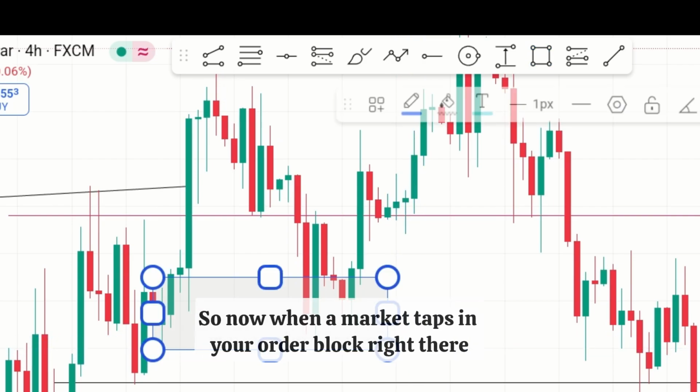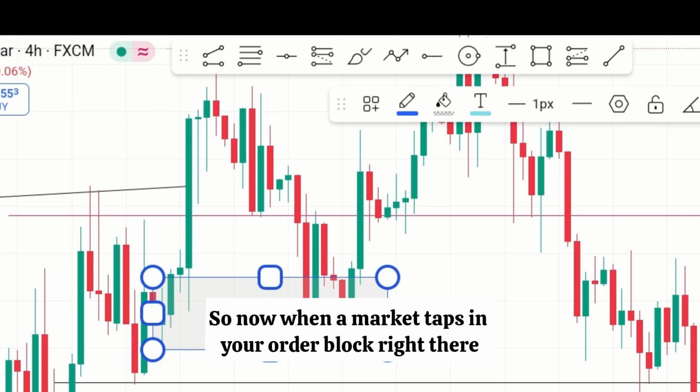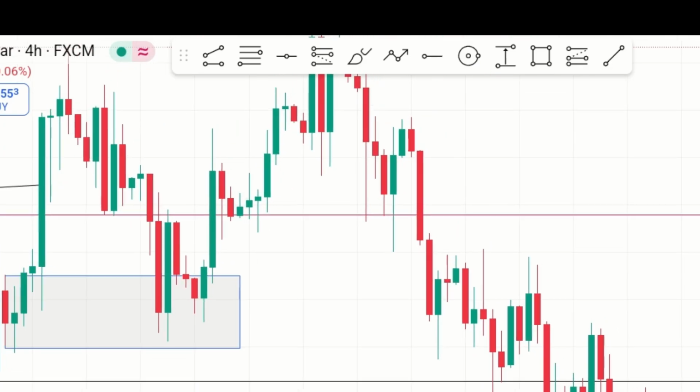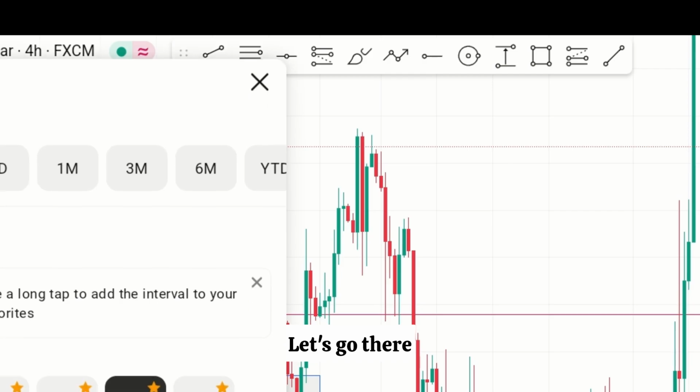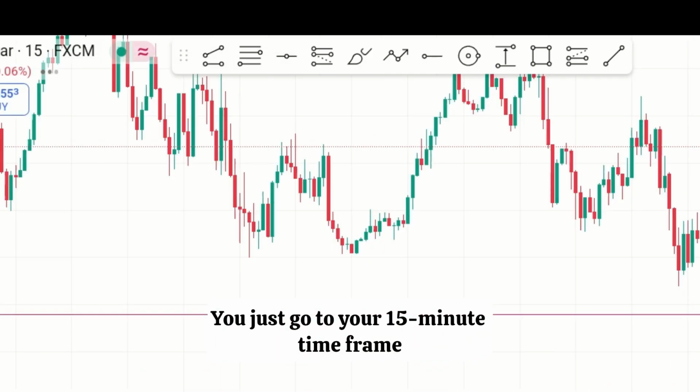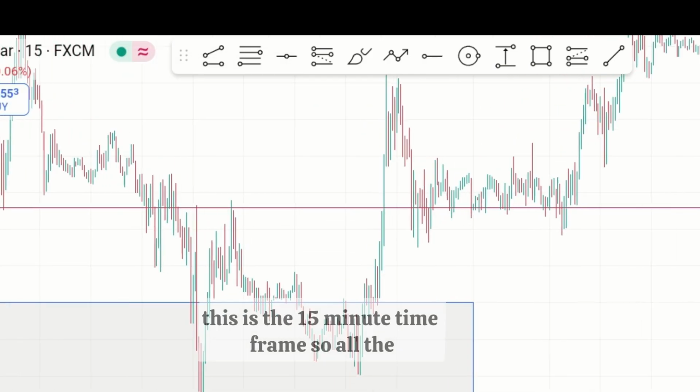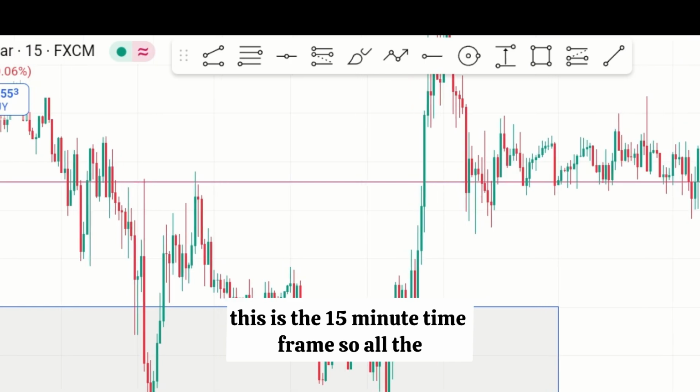When the market taps into your order block right there, what is next? You just go to your 15-minute time frame, having tapped into our zone. This is the 15-minute time frame. So all the work is here now.